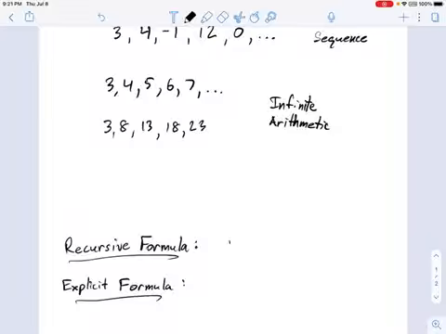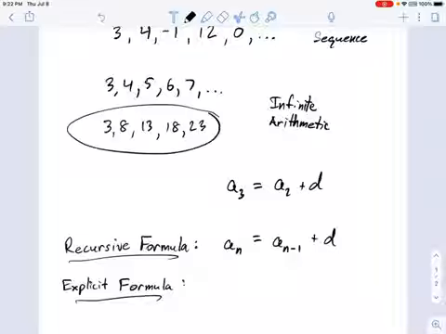Now, the recursive formula says that any number in a sequence, and I'm going to call that a_n, equals the number before it. So a_(n-1) is pointing to the number before it, plus a common difference. And that makes sense, right? A version of this thing, let's get rid of the n's for a moment. Let's say a3. a3 equals the number before it, that was a2, plus d.